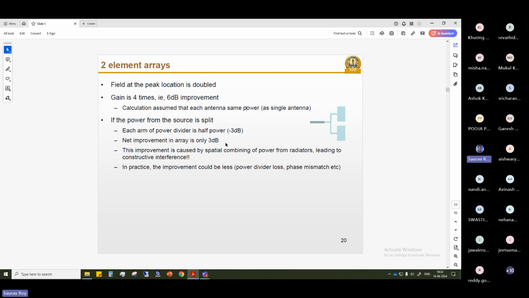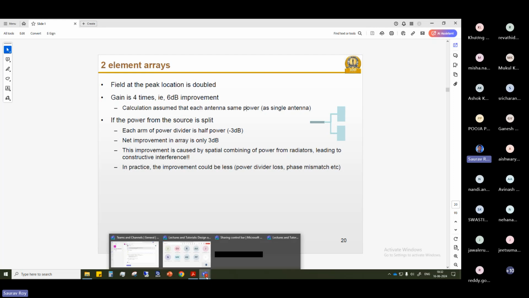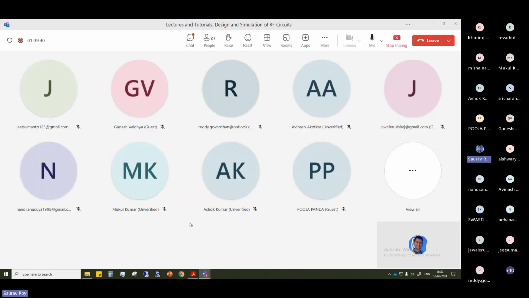Okay. So now the point is, where does this extra 3 dB gain, or 6 dB gain if you see from the antenna perspective, come from? How does this gain come about for a phased array antenna? I will ask you now. Where do you think it comes from? This gain for a phased array antenna?